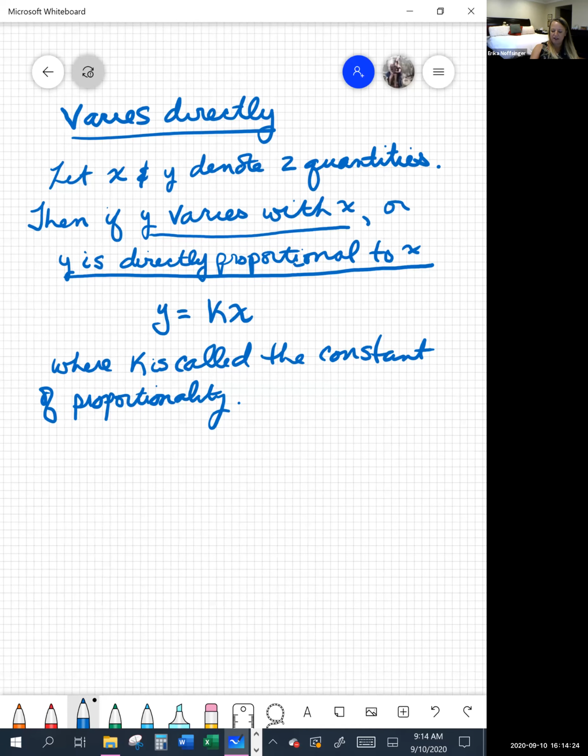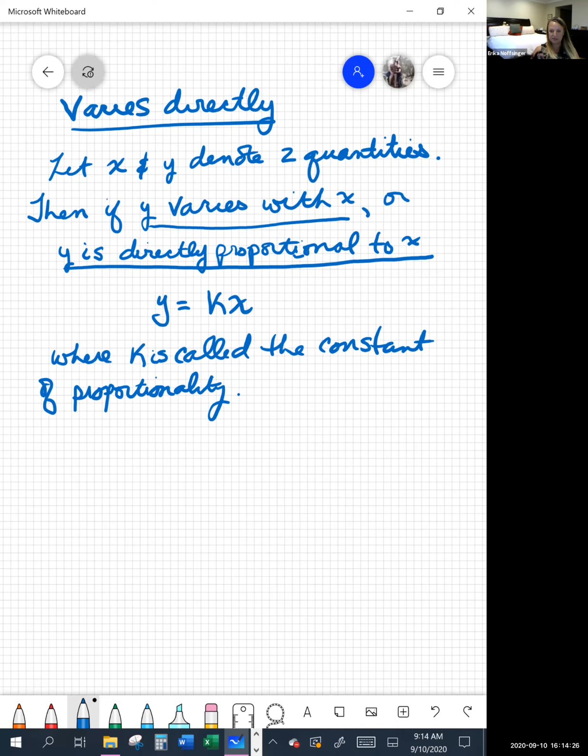I tend to like Y varies directly with X better, but sometimes it is Y is directly proportional to X. They're going to give us some statement like this, and we would set up the generic equation. Then they give us enough information about the problem to plug in and figure out what K is. The next step is they ask you to solve something. Once we know K and the general form, we can solve anything they throw at us.